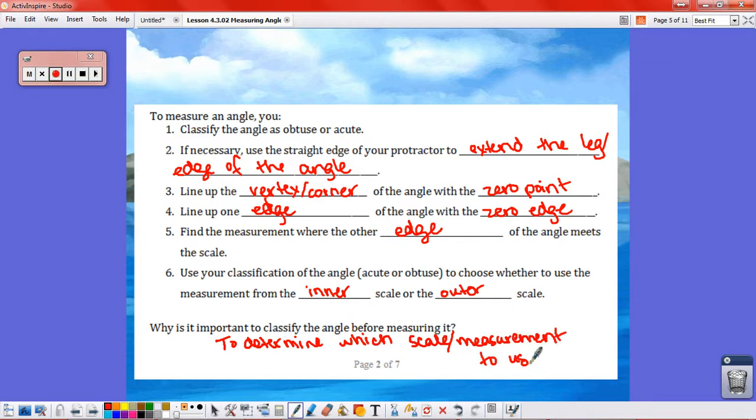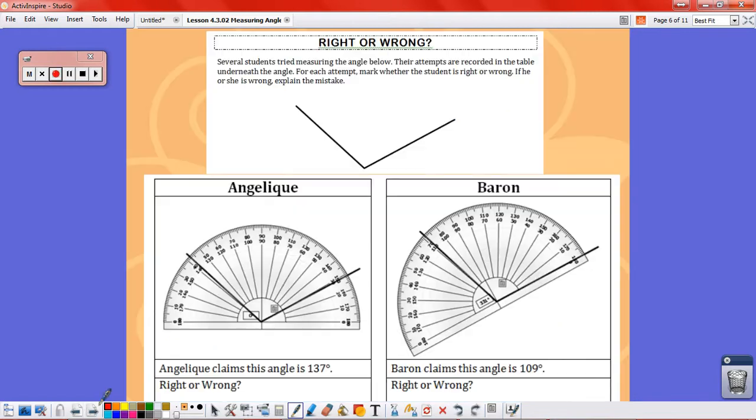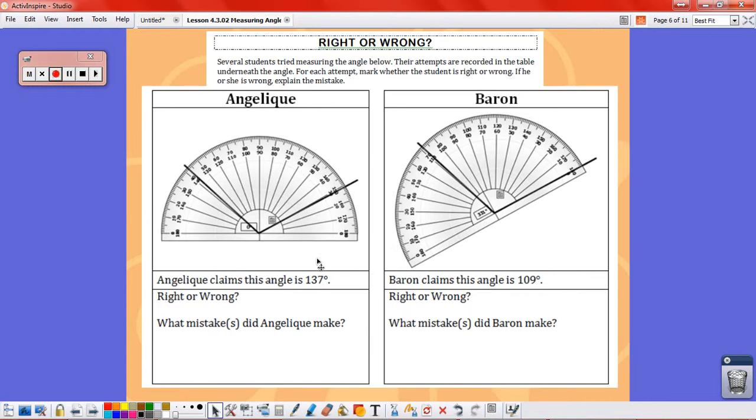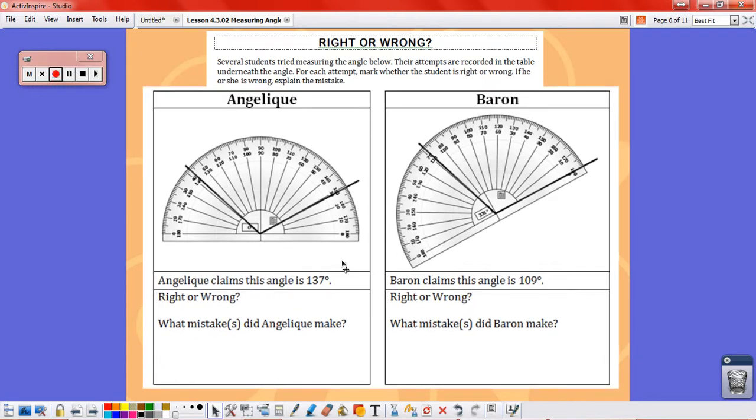This is why we classified angles first, so that we know that if it's acute, it's going to be less than 90. If it's obtuse, it's going to be more than 90, to help us decide when we actually do the measurements. So we have this section called right or wrong, where these students were measuring that angle that we just measured. So we already know it's around 109 degrees, so that'll help us with these questions.